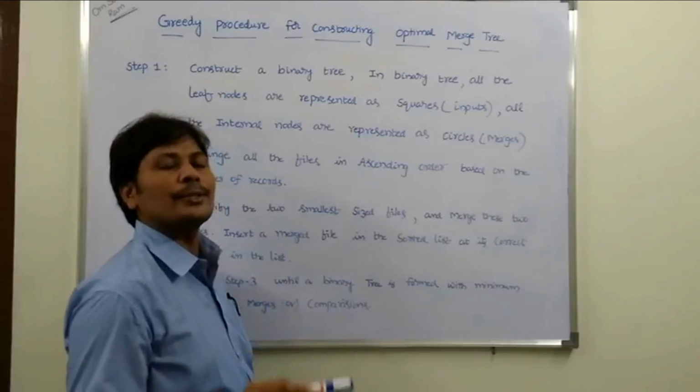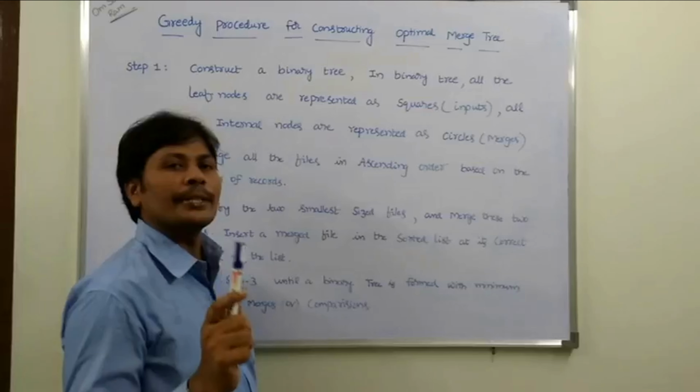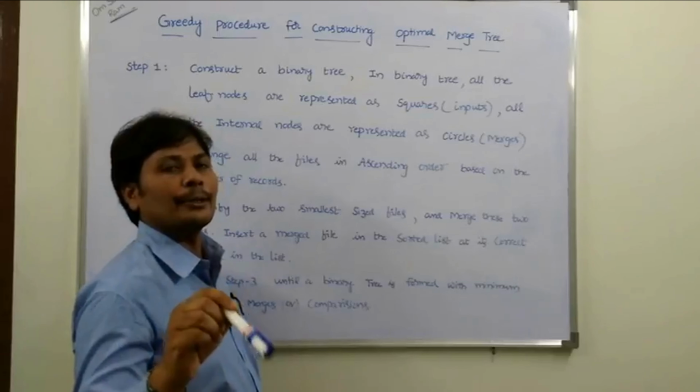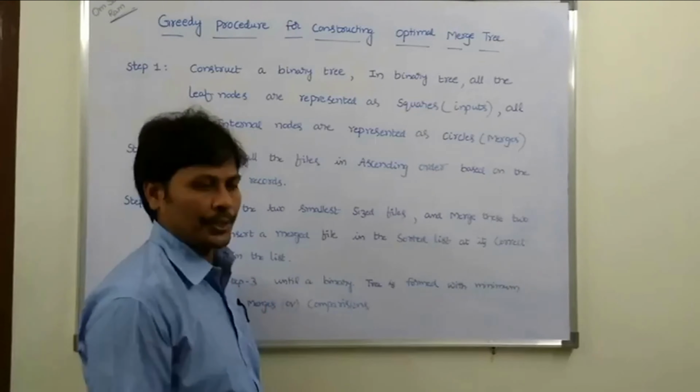After merging these two smallest sized files, we are getting a new merged file. That new merged file is inserted into the sorted list at its correct position. So step 4, repeat step 3 until a binary tree is formed with minimum number of merges. So this procedure is repeated until a binary tree is formed with minimum number of merges.